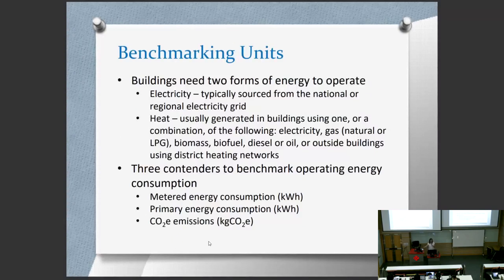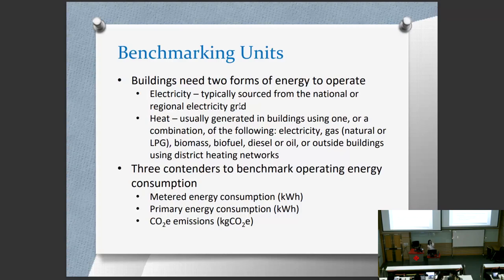Okay, benchmarking units. Buildings need two forms of energy to operate. Very often electricity, right? So we need electricity, typically sourced from the national or regional electricity grid. We consume electricity which is supplied by the utility company. In Hong Kong, it will be supplied by either CLP, China Light and Power, or HEC, Hong Kong Electric.